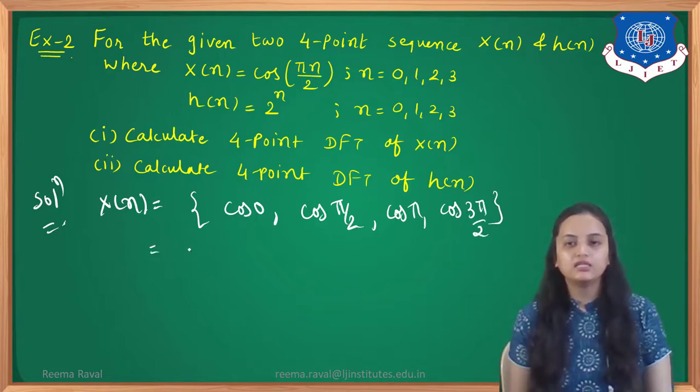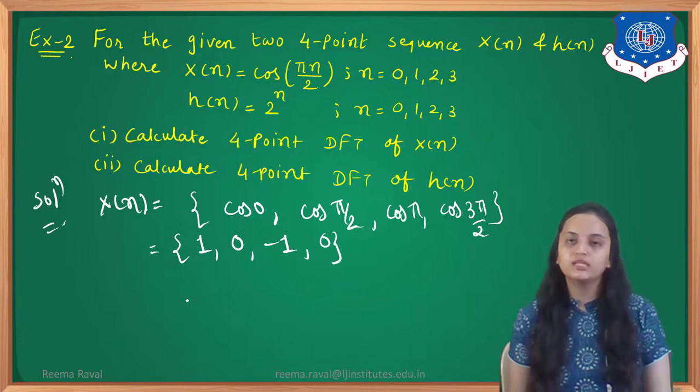Right? So the answer over here will be cos 0, that is 1, cos pi by 2 is 0, cos pi is minus 1, and cos 3 pi by 2 is 0. Okay, so this is the sequence of x of n.